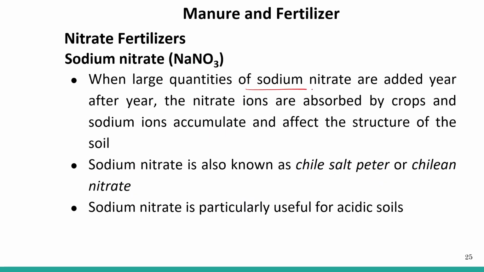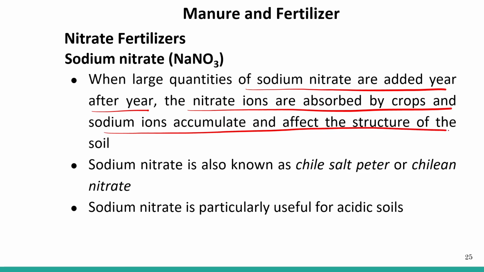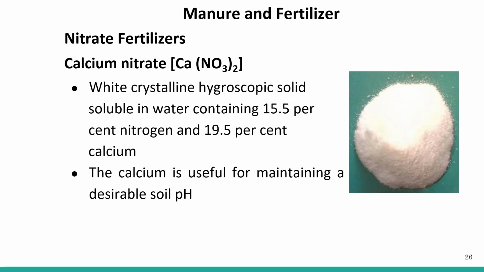When large quantities of sodium nitrate are added year after year, the nitrate ions are absorbed by crops and sodium ions get accumulated, affecting the structure of the soil. So for a longer duration, if this particular type of fertilizer is added every year, then there is some damage to the soil because the nitrate ions are absorbed by the crop. But what about the sodium ion that gets accumulated in the soil? Sodium nitrate is also known as Chile saltpeter or Chilean nitrate. Sodium nitrate is particularly useful for acidic soil. So this is used for acidic soil.